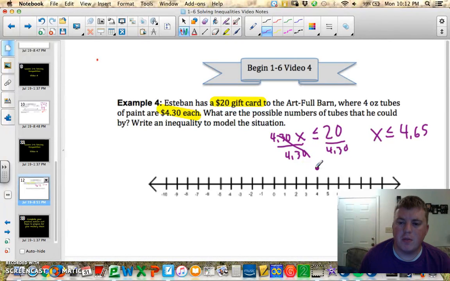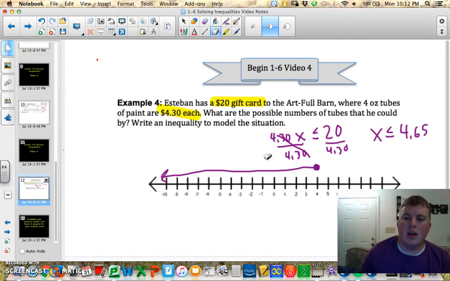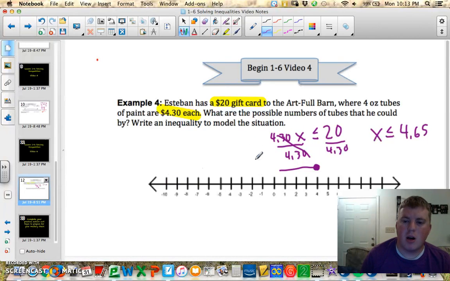Now he can buy 4, so we're going to go ahead and put a closed-in dot there because it was less than or equal to, and we're going to shade left. Now, instead of what I would normally do, drawing an arrow that goes all the way to the left, I also have to think about another restriction on this problem. It is not possible to buy a negative number of tubes of paint. The smallest he's going to be able to buy is 0. So we are not going to be able to go past the 0 mark.